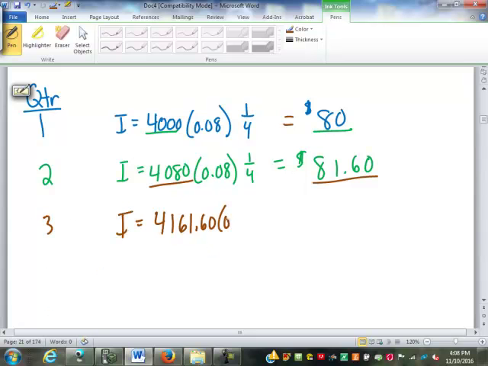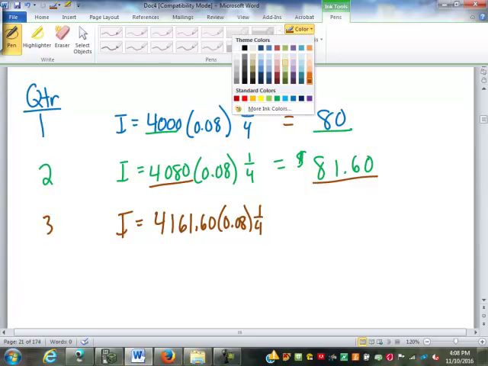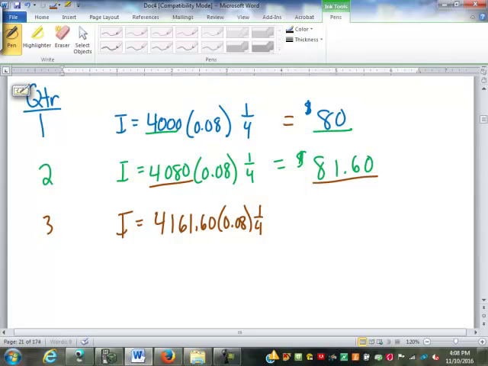And we would have to go through 0.08 times 1/4. How many times am I going to have to do this to get through 3 years? 12 times. Yeah, quarterly means 4 times a year. For 3 years, 4 times 3 would be 12 times. I don't feel like doing this 12 times. So let's look for a shortcut.